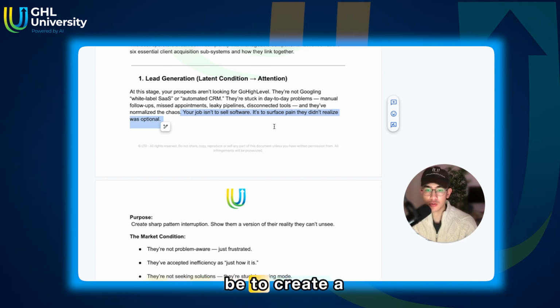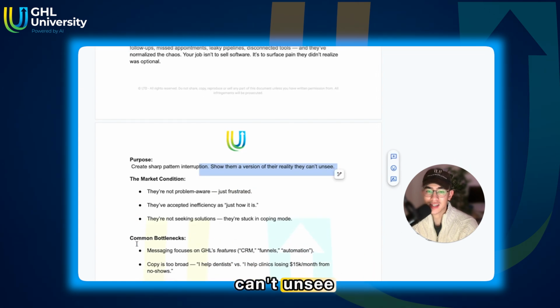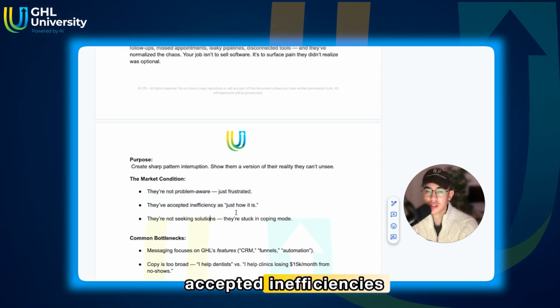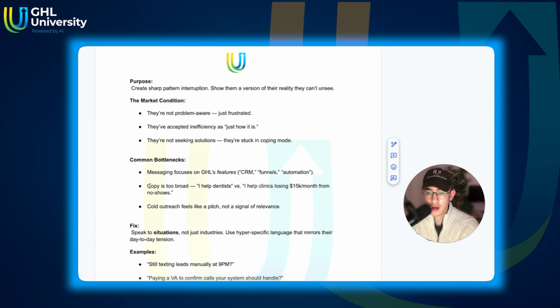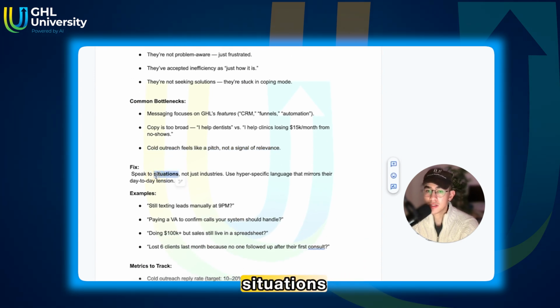So the purpose would be to create a sharp pattern interruption. Show them a version of the reality they can't unsee. They're not problem aware, they're just frustrated. They've accepted inefficiencies, or they're just not seeking solutions. Bottlenecks are messaging, broad copy, or cold outreach that feels too pitchy. The fix is to speak in situations, not just industries. So be hyper-focused in the language that mirrors their day-to-day tension and their problems.